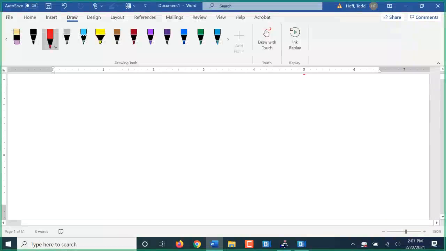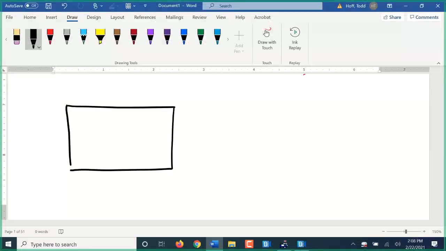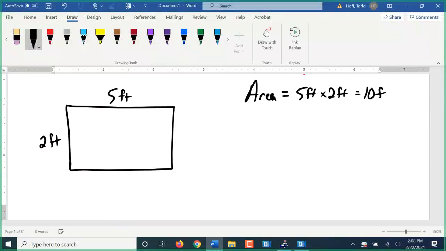Well, let's look at this in a little more detail here. They have a rectangle that is 2 feet by 5 feet. Area, as we saw back in Unit 1, is found by multiplying length times width. So it would be 5 feet times 2 feet, which is 10. 5 times 2 is 10, and we multiply the names: feet times feet makes square feet.